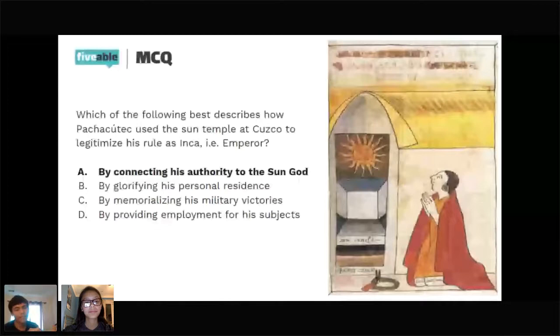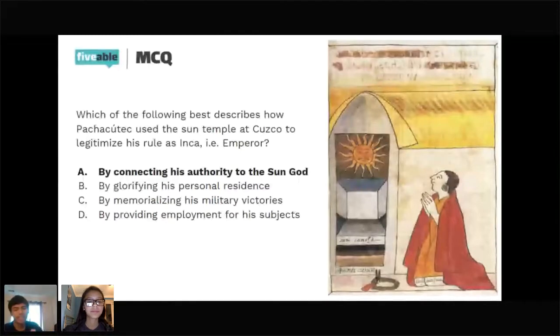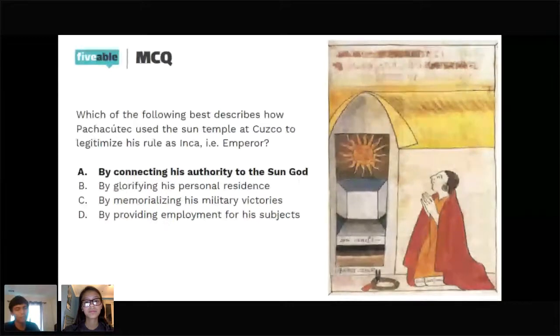kick out providing employment for his subjects, because you can see here it's focusing more on reverence than employment. You don't see a couple of other people lining up to get a job from him or something like that. I usually think of imaginary scenarios, like, are there people there looking for a job? Not really, so it's not that one.